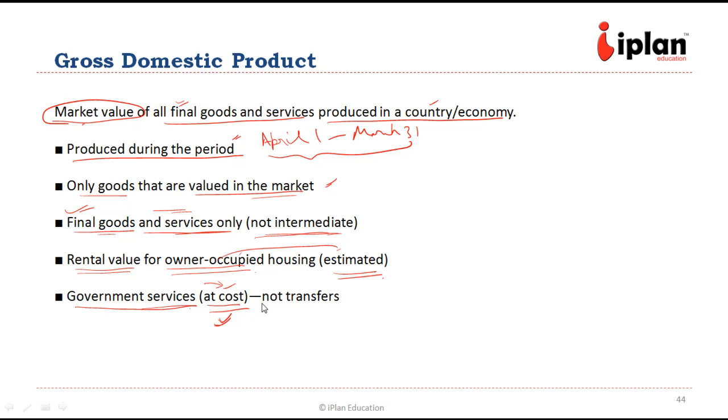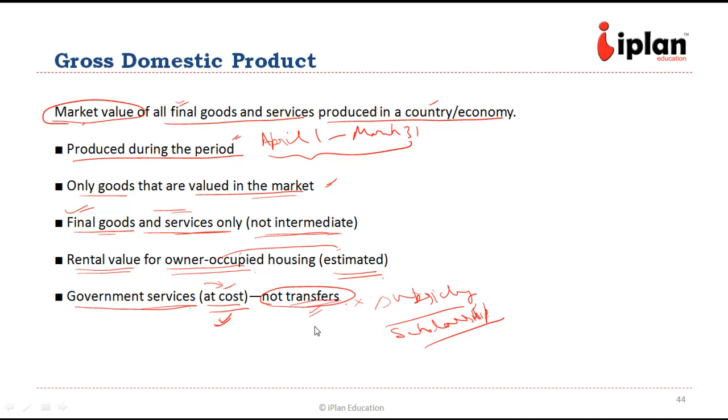But the transfers by the government should not be counted as a part of GDP. For example, if there is a subsidy which is provided by the government, if there is a scholarship, or if there is any kind of support provided to some underprivileged sections, those things are transfers from the government. They are not in return of any service or any product. So these transfers should not be counted as a part of GDP.